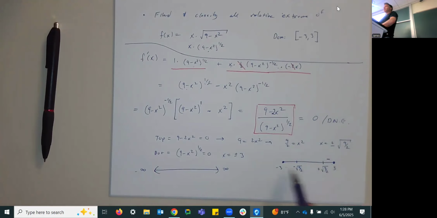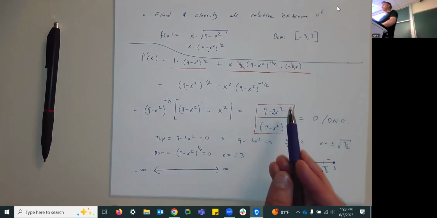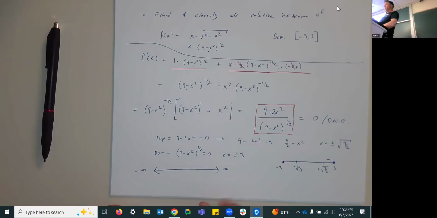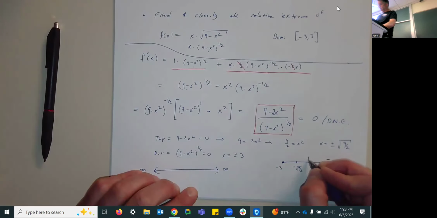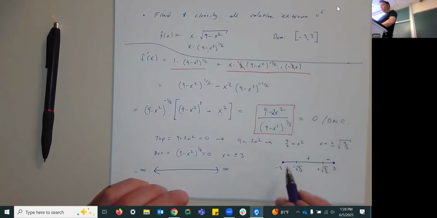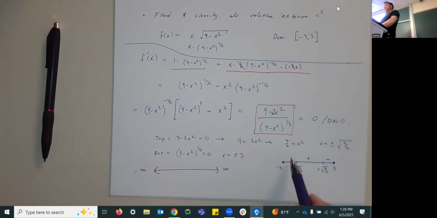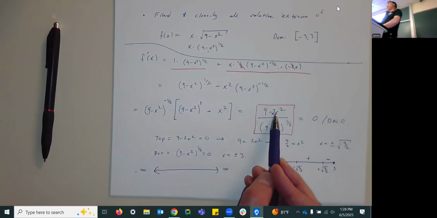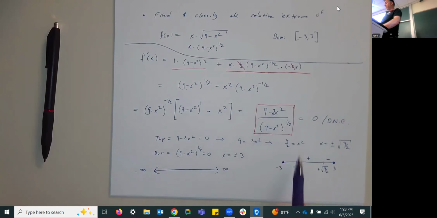In here, we can pick something easy like 0 or 1. 9 minus 2 times 1 squared is 9 minus 2, which is 7, which is positive. The bottom's always positive, so we're positive in here. And finally, over here in the same sort of way, since we were squaring x, it actually didn't matter if it was positive or negative. So I pick something like negative 2.5. That's terrible. Negative 2.5 squared, I don't know what that is. This is not good, right?